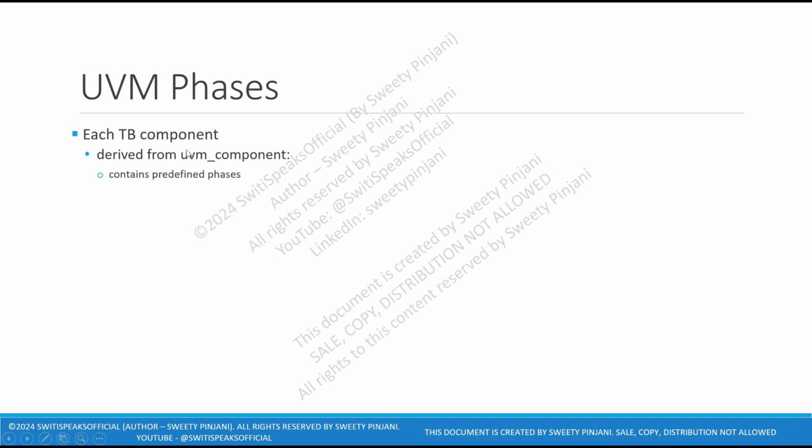And each TB component which is derived from your UVM component is going to contain predefined phases. There are going to be some predefined phases in each of your test bench components. And these phases are going to be implemented as callback methods. Each of your TB components is derived from UVM component, and each of these components, say for example the driver, will have some predefined phases, the monitor will have some predefined phases, and these phases are represented as callback methods.